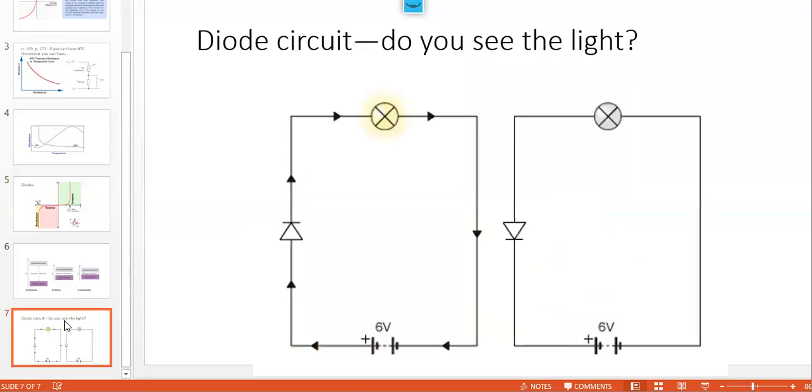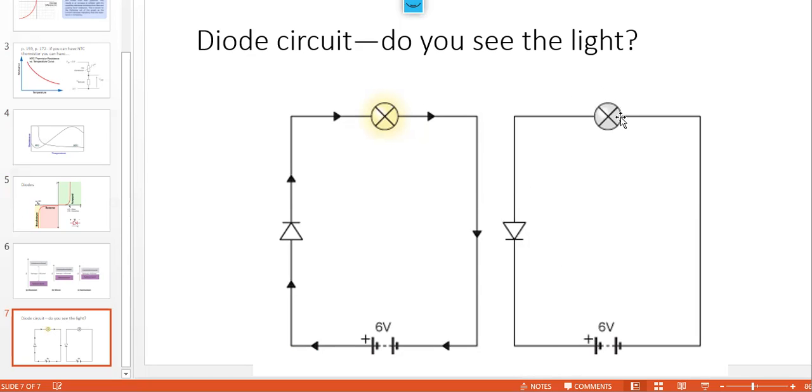Let me jump ahead a little bit. All right, so here we have a diode and a lamp. These two components are in a series circuit. Here's our EMF, and you can see that here's the positive terminal. So this is the direction of conventional current flowing through. If the diode is wired this way, then it conducts, and so you see the light in this one.